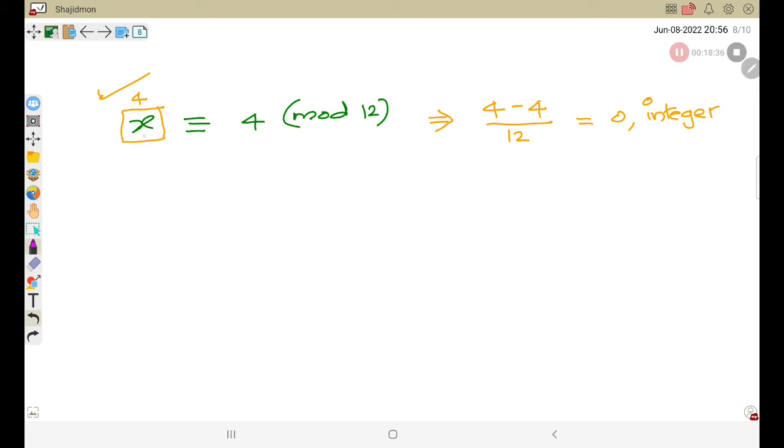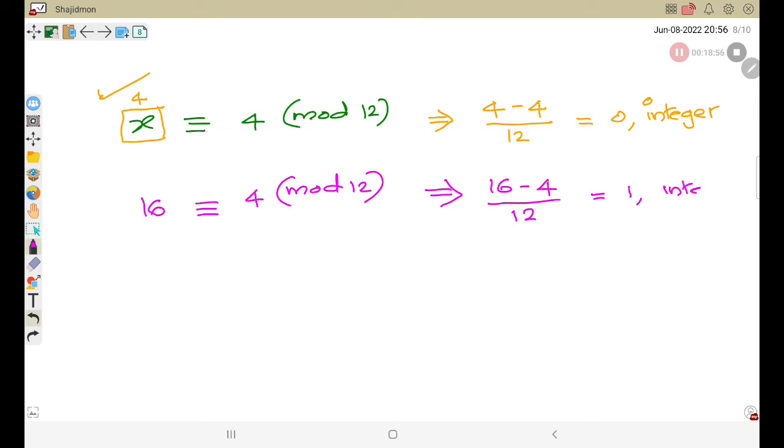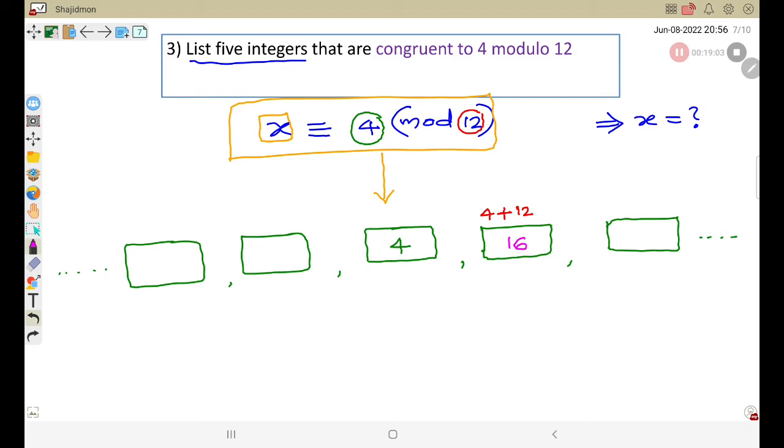See, for example, I am giving x as 16. So is 16 congruent to 4 modulo 12 or not? We can check here. How are we doing it? 16 minus 4 divided by 12. It is an integer number because 16 minus 4 means 12, and 12 by 12 means 1. So it is an integer number. So it is congruent. I hope you understood how we are writing. So the second number is 16.